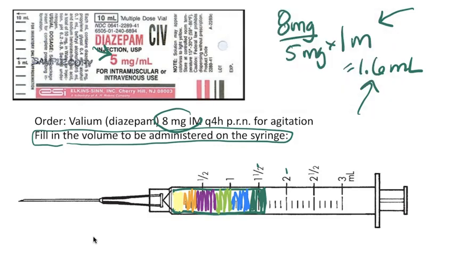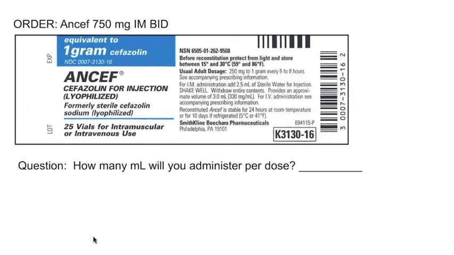Okay, so here's what your syringe will look like, and you do want to make sure it's clear at 1.6. Okay, that was fun. Okay, let's go to the next question. All right, how many milliliters will you give per dose? Milliliters per dose. All right, I need to know my doctor's order and my label concentration.